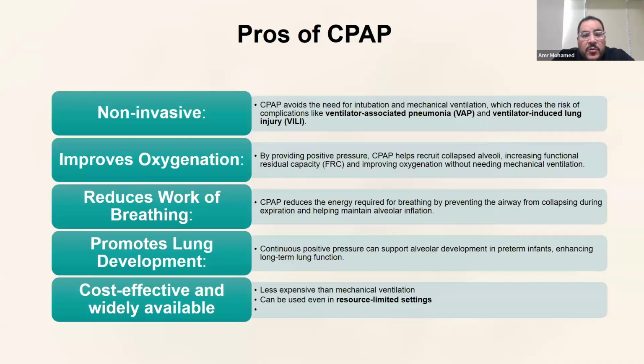Pros of CPAP. As you can see, CPAP is a non-invasive procedure in comparison with using a ventilator. A ventilator can lead to ventilator-associated pneumonia and ventilator-induced lung injury. CPAP also improves oxygenation with high pressure CPAP and improves the FRC. It reduces the work of breathing as a consequence of this, and CPAP also promotes lung development in preterm infants. And finally, it is cost-effective and widely available, especially in a resource-limited setting.